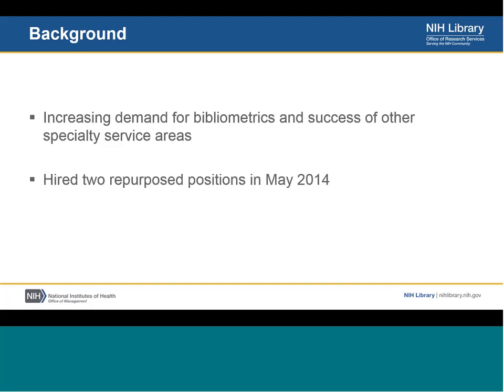So in the beginning of 2014, they had two general informationist or reference librarian positions open. They repurposed both of those positions into bibliometric specialists, and hired two bibliometric specialists to essentially create the library's bibliometric services program. Those two specialists happened to be Yaling and myself. We were brought on in May of 2014 to essentially invent the NIH Library's bibliometric services program.